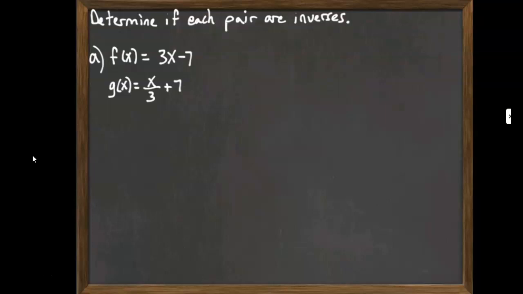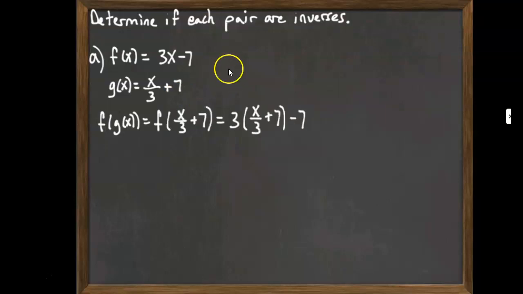Remember, to check to see if two things are inverses, we have to put them together by composition. So we begin with f of g. If that works, we'll also have to check g of f. So that means we're going to go into the f function, 3x minus 7, and replace that variable with g. So first, let me write down what g is. It's x over 3 plus 7, and then that's going to go into f.